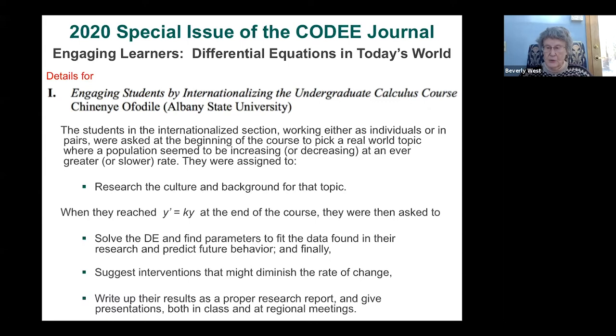But also, this I think was Ofotoli's genius, to suggest interventions that might diminish the rate of change. And this was what really, really engaged the students. They dug into the topics, did the math, thought hard about that intervention requirement. They wrote up their results as proper research reports. They gave presentations both in class and at regional meetings.